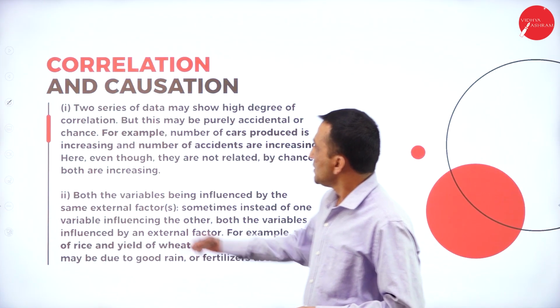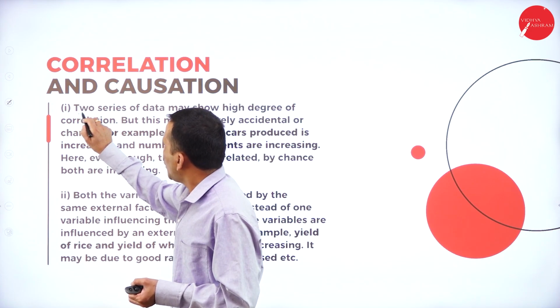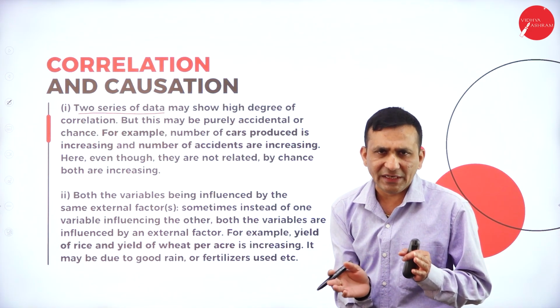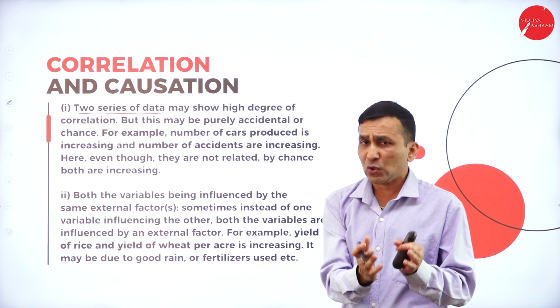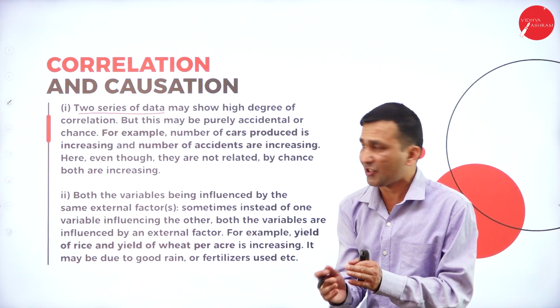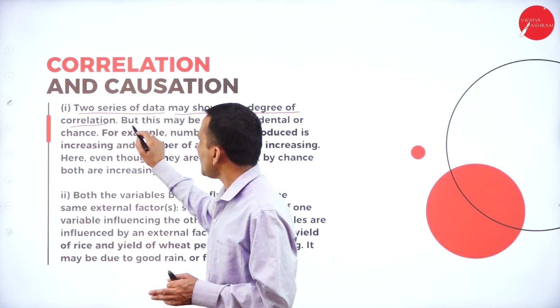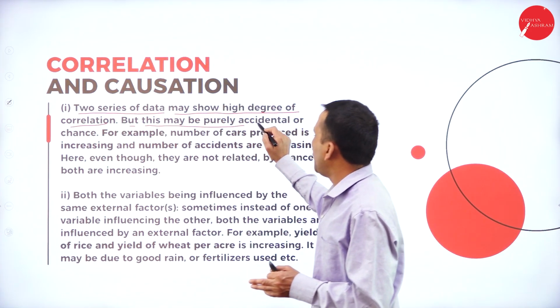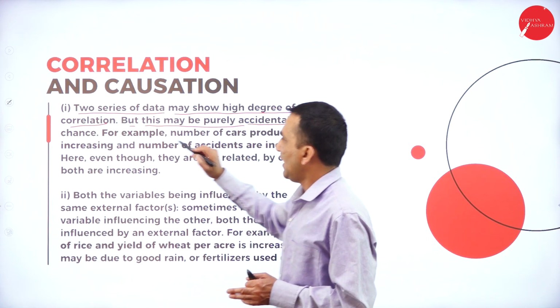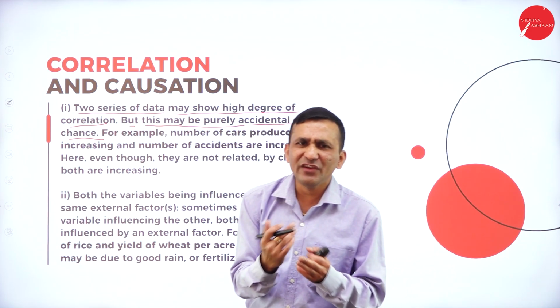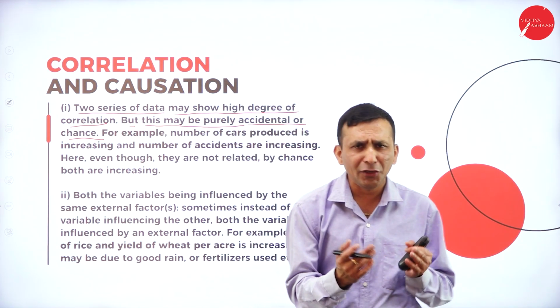Moving forward. Here two series of data are given. Using the two series of data, we may not be finding a cause and effect, or correlation. They may show a high degree of correlation, but this may be purely accidental or by chance. Sometimes we can predict, sometimes we cannot predict.